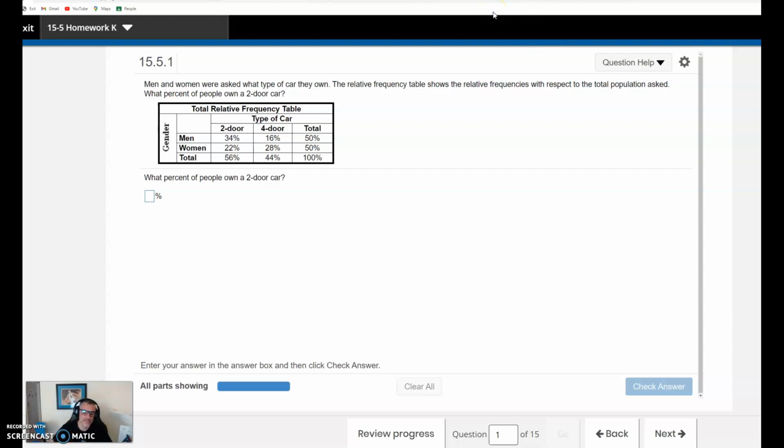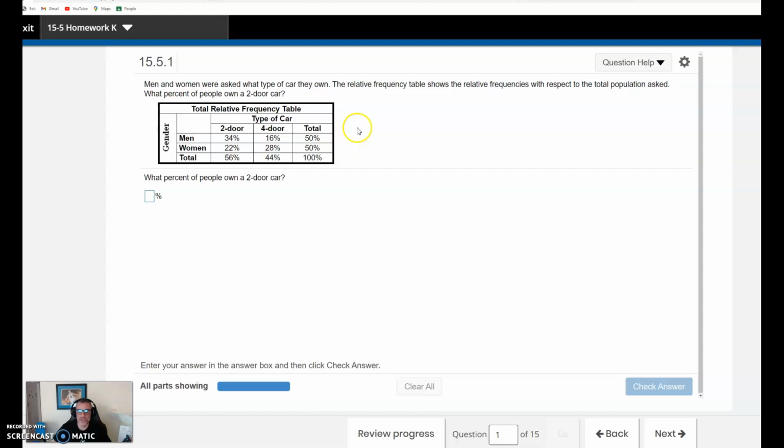Now remember, a relative frequency table does not look at the actual numbers. It looks at the percents, the percentages. So I'm going to do a few here. Some of them are really easy, and some of them are more challenging. Question number 1 here.